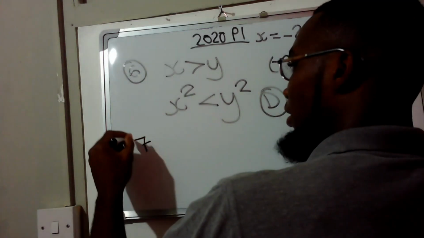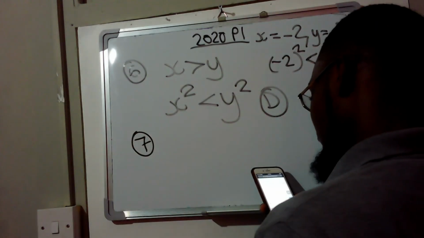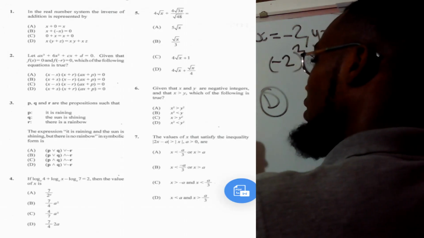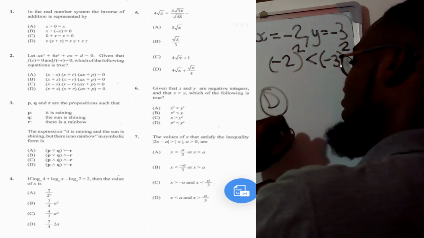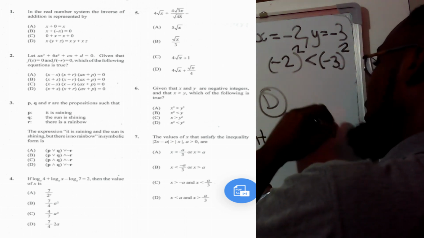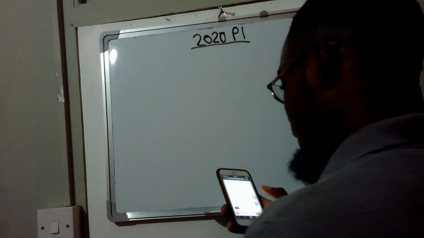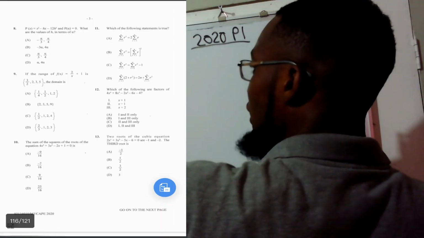Number 7 is a big repeat. Number 7 is A, and this is a repeat from 2017, 2018. We don't need to go through the repeat one then, we just know it. Alright, number 8 looks fresh.